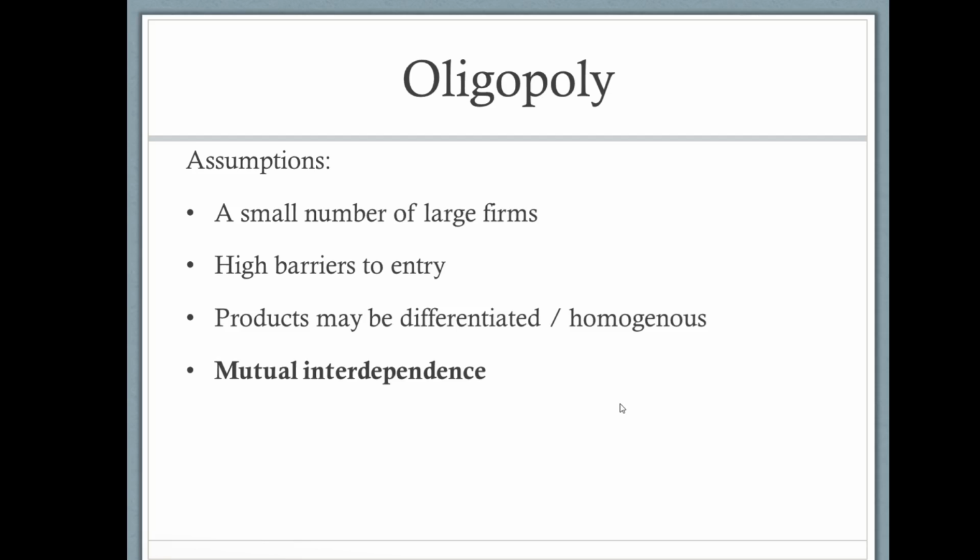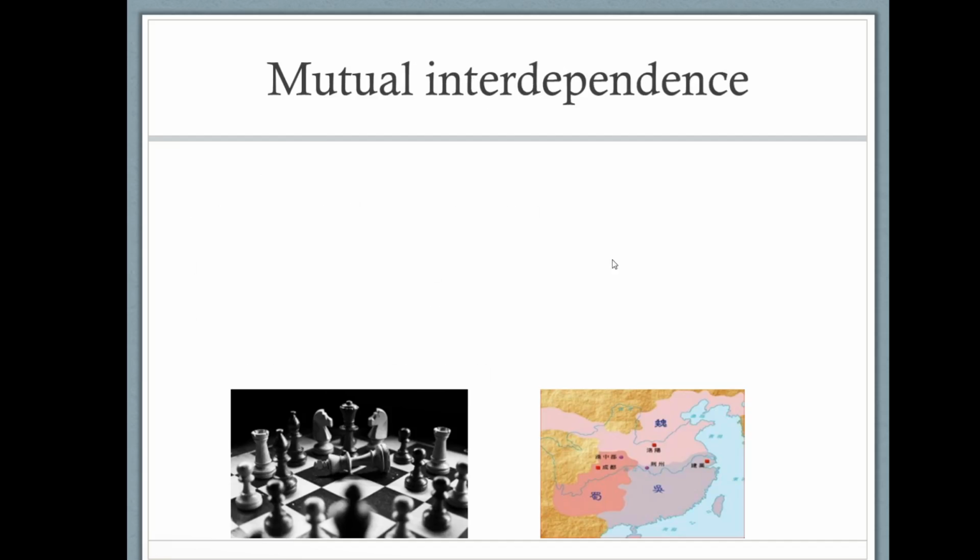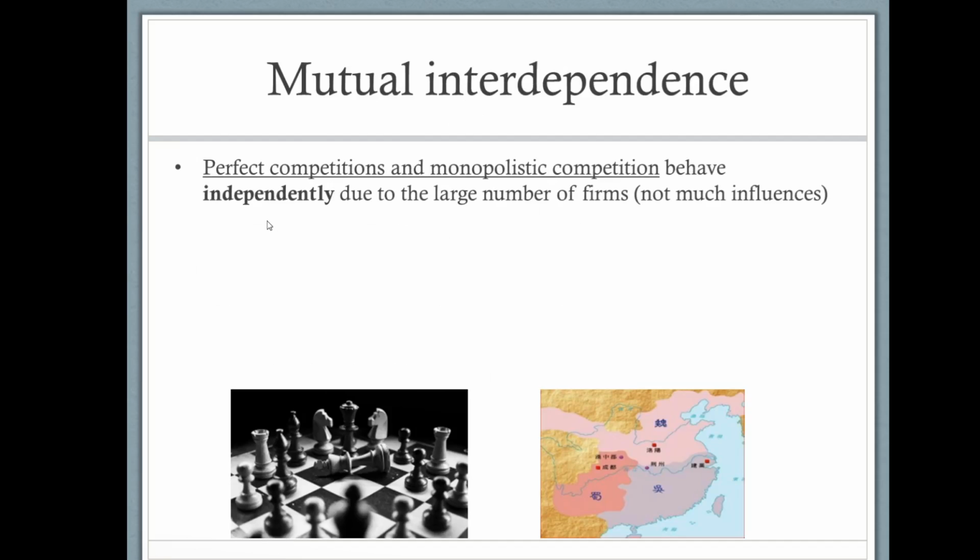When we're talking about interdependence, we might not be able to see that in perfect competition or monopolistic competition, because the companies in those structures are going to work independently, since they don't have much power. There are so many firms that just because you are changing your decision making, the price, the cost, or other factors, it's not going to affect much, because there are so many competitors here.